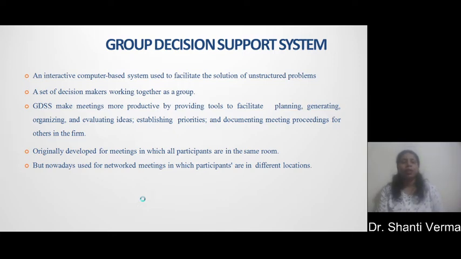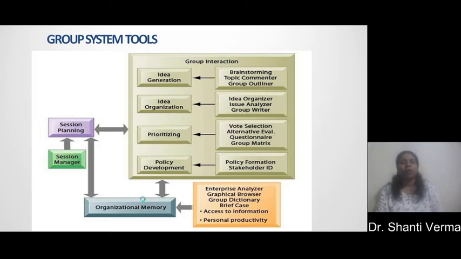GDSS was originally developed for meetings in which all participants are in the same room. But nowadays, these GDSS systems are used for network meetings in which participants are in different locations. Now let's discuss some group system tools.